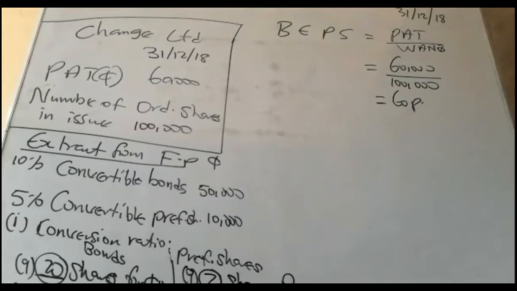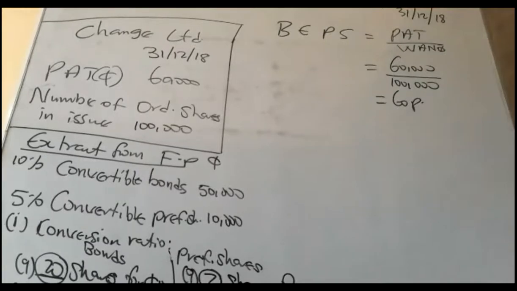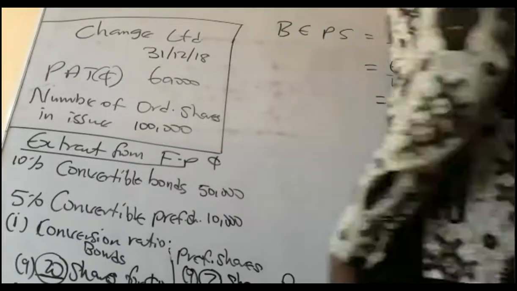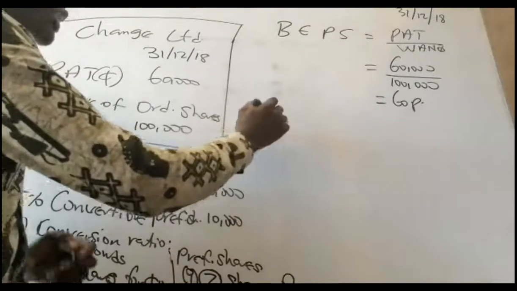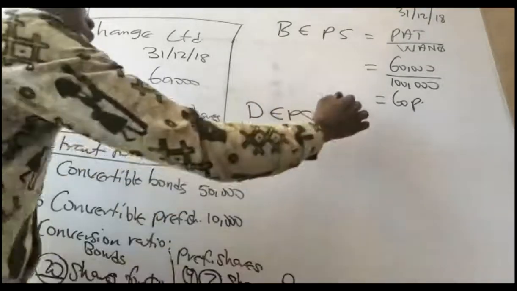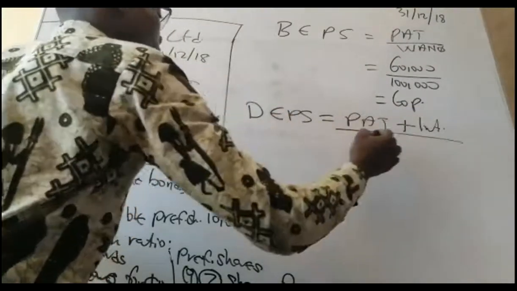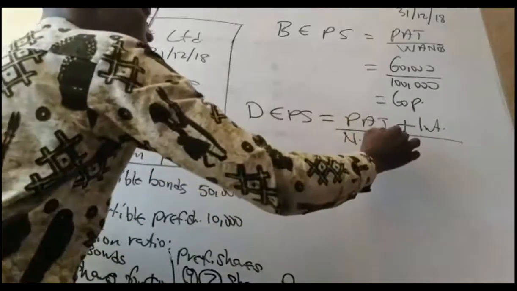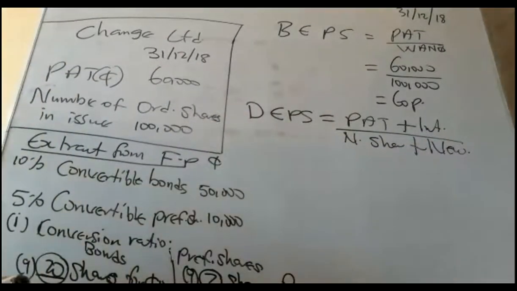Now let's go ahead and calculate the diluted earnings per share. The diluted earnings per share is an extension of the basic earnings per share. So that one too, can you code the formula? So the formula looks like this. Diluted earnings per share is equal to the profit after tax plus any interest paid, divided by the number of shares plus the new shares. So that is the diluted earnings per share. So let's see how best we can calculate this.